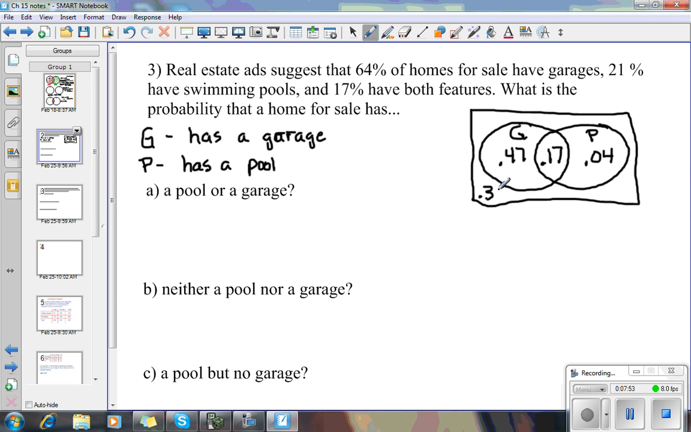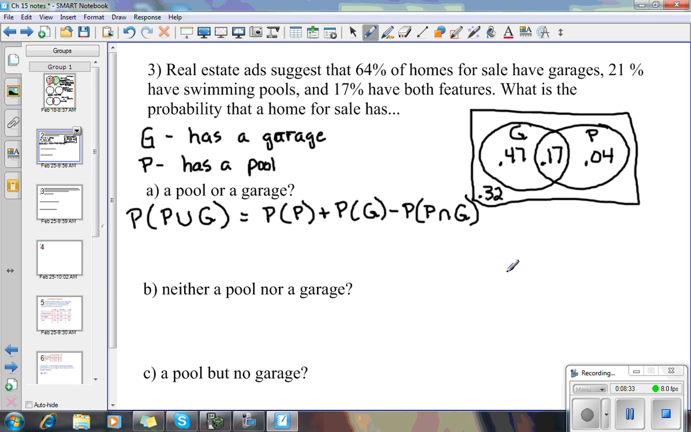So usually I would start off, if I was going to do a Venn diagram, and I would just go ahead and calculate all those numbers and make my picture. Now, for part A, I want to know what's the probability of a pool or a garage. Now, the correct symbol is pool or garage. Okay, so that would be the notation I would use since I defined them with a G and a P. My formula says, I'm going to use the one for the addition rule. It's the probability of a pool plus the probability of a garage minus the probability of a pool and a garage. Okay, so that was just the formula.